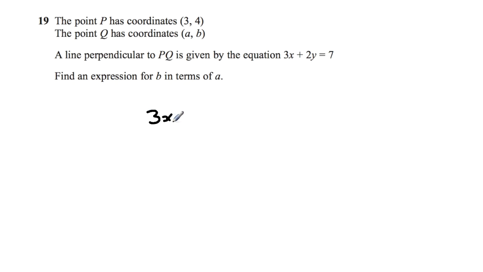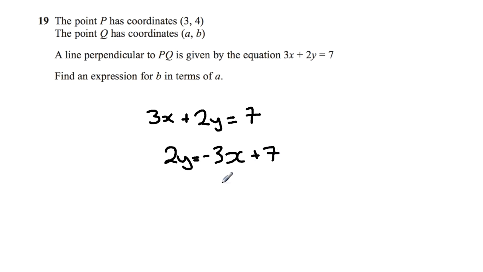So we have 3x plus 2y equals 7. I'm then going to subtract 3x from both sides. So we have 2y equals minus 3x plus 7. And then I'm going to divide both sides by 2. So we have y equals negative 3 over 2 x plus 7 over 2. So the gradient of the perpendicular line is negative 3 over 2.